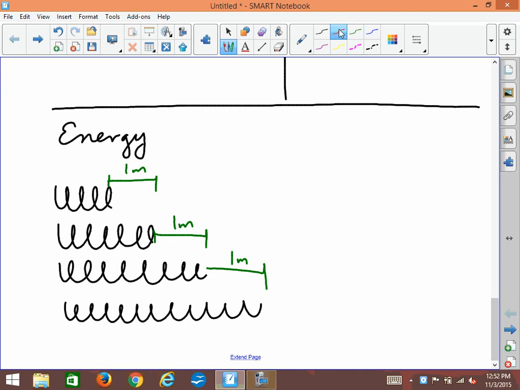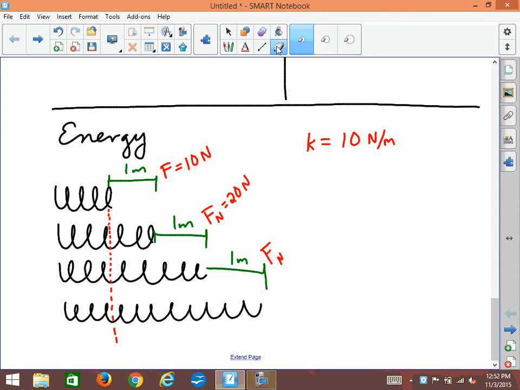Now, let's say that the K value for this particular spring is 10 newtons per meter. That means that here, the force is going to be 10 newtons because it's been stretched 1 meter. Here, if we count how far it is from the original position, this is 2 meters, so it will be 20 newtons. And if I stretch it a little bit further, the force of the spring is 30 newtons.